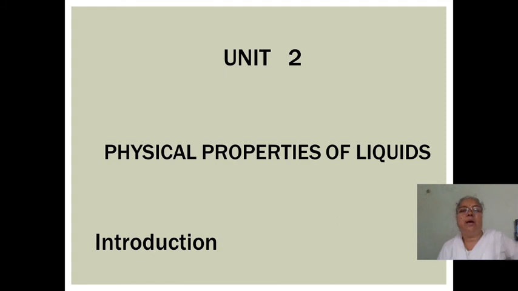Then let us start with the second unit, and the name of that second unit is the physical properties of liquids. You know, matter exists in three states: solid, liquid and gases. Due to differences in van der Waals forces, the solids have definite shape and definite size, sharp melting points and proper physical and chemical properties.